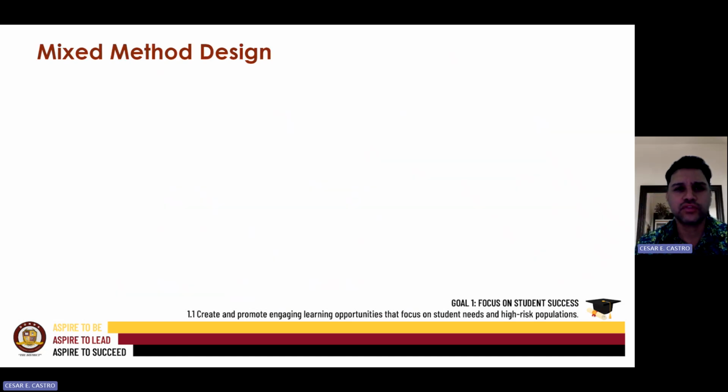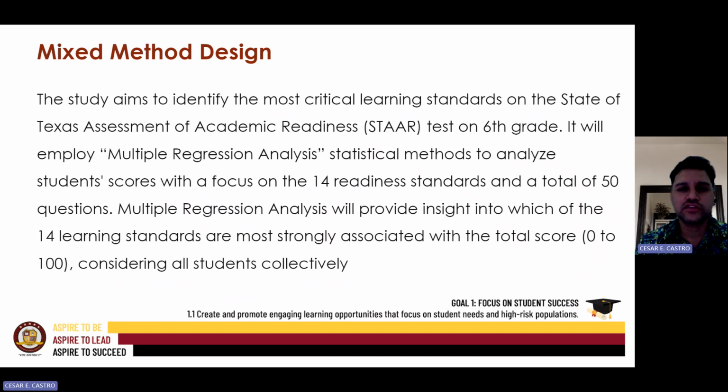Now, why a mixed methods design? The study aims to identify the most critical learning standards on the State of Texas Academic Readiness STAAR test in sixth grade. It will employ multiple regression analysis and statistical methods to analyze student scores with a focus on the 14 readiness standards and a total of 15 questions. Multiple regression analysis will provide insights into which of the 14 learning standards are most strongly associated with the total score from 0 to 100, considering all the students collectively.